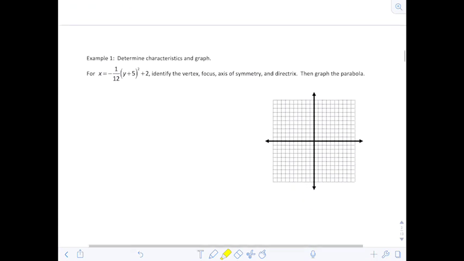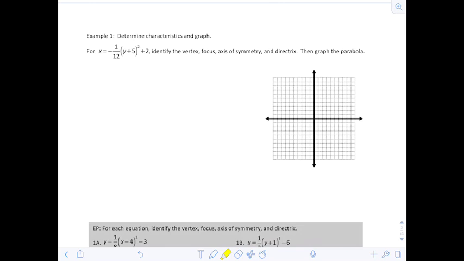Okay, so example 1, we want to determine characteristics and we want to graph this. So I have x equaling something with y squared. So it's negative 1/12 times y plus 5 all squared. So this is going to open to the side, but because it's negative, it is going to open to the left. It opens left because a is less than 0, being negative.